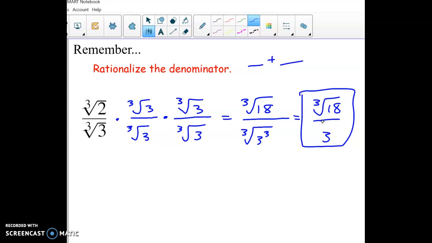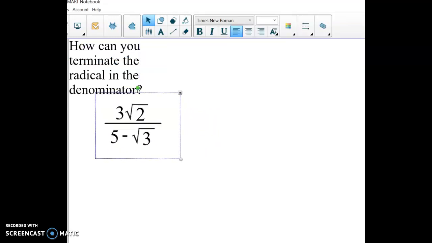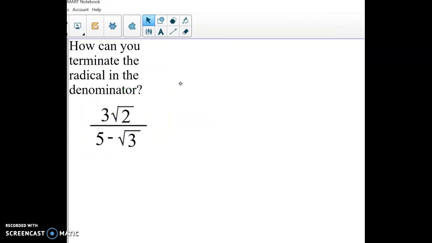It is allowed in the numerator, but we wiped it out in the denominator. So today we're going to do that, but just with binomials. Let's take a look at this binomial expression here, and we want to get rid of the radical in the denominator.